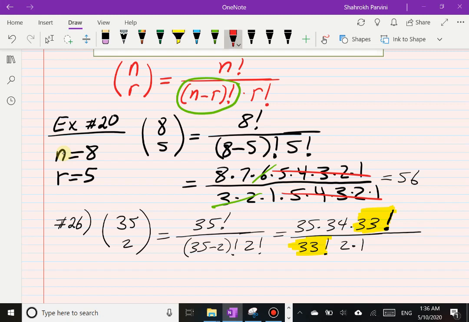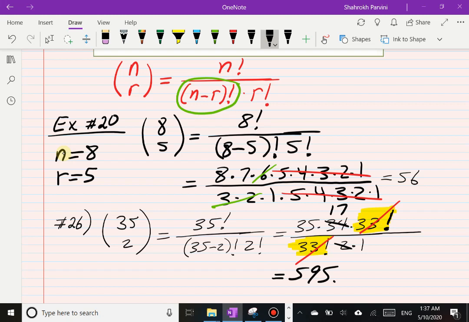Whatever they are, there's going to be a huge number, but they're going to cross out. So now I can actually work this thing. 2 and 34, that's 17, right? 17 times 2 is 34. And I can do 17 times 5. I'm sorry, 17 times 35. That's going to give me 595. Okay, and there you go. That's the combination 35 choose 2.